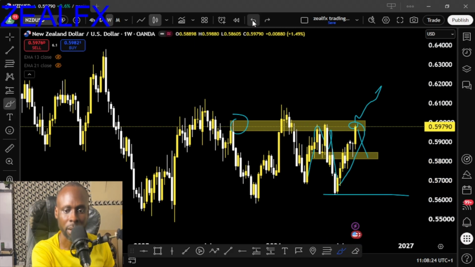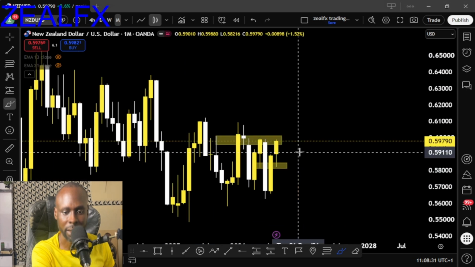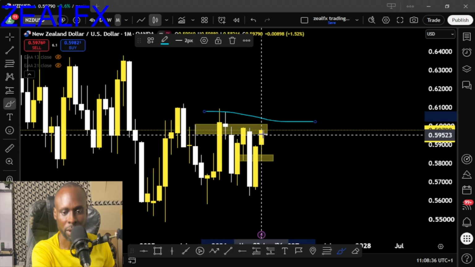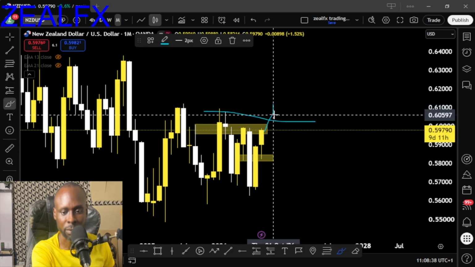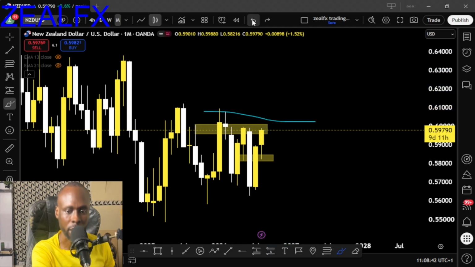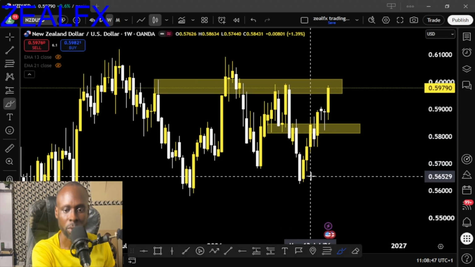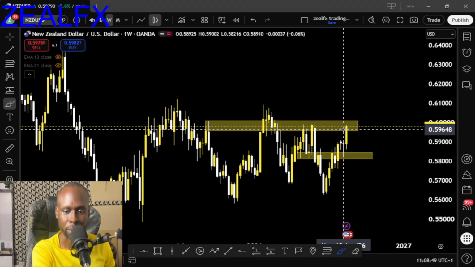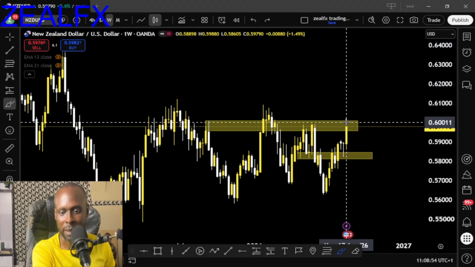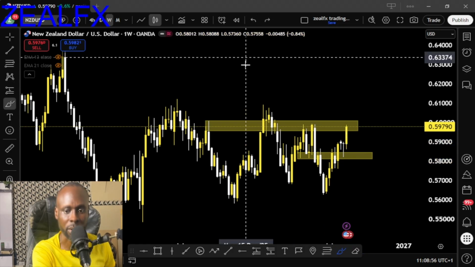Let's look at the monthly time frame of the New Zealand USD. On the monthly time frame, you can clearly see that price is still indicating more push to this resistance. If price fails to break this resistance, it might trigger a sell, but if price breaks, it might trigger more buys for the New Zealand USD. Let's go back to the weekly time frame. On the weekly time frame, we need price to break this level for us to buy more. If price fails to break, this might trigger a sell back for the New Zealand USD.